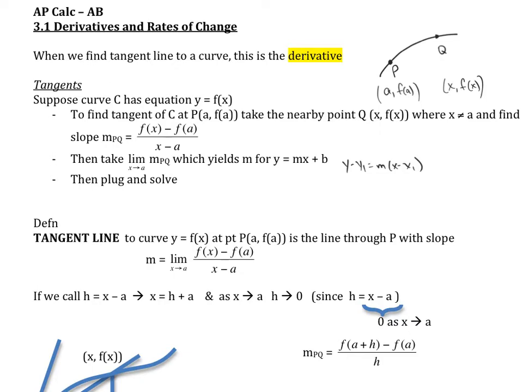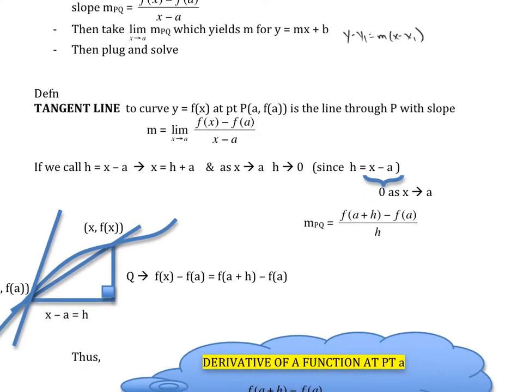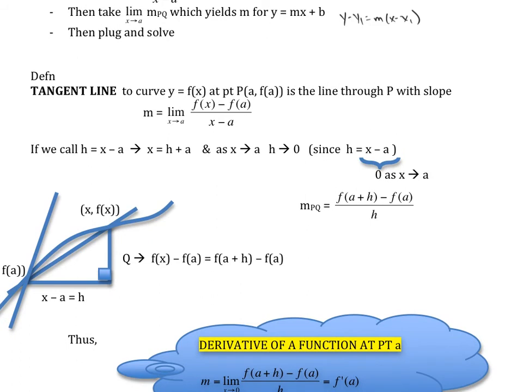And we ended up defining the tangent line to the curve y equals f of x at point P, a comma f of a, as the line through P such that the slope is the limit as x approaches a of f of x minus f of a over x minus a, which is what we just did above. So now here's what I'm going to do. Okay, so we know this.